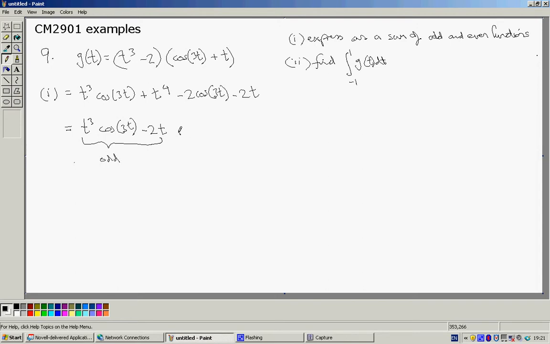The even part, any even power of t is going to be part of the even function, and also any constant times the cosine term will also be even. As we know, any cosine term is symmetrical about the vertical axis. So that's the even part.